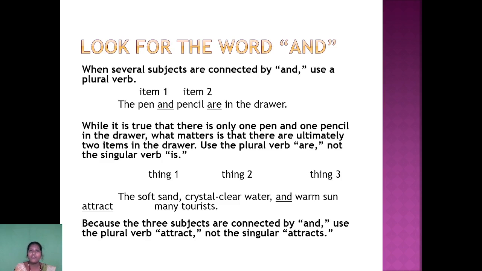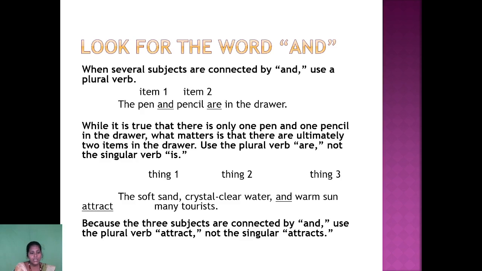connected with the word and. Pen and pencil, both a single subject and a single subject. Single plus single subject equals a plural verb. This is a formula of subject-verb agreement. While it is true that there is only one pen and one pencil in the drawer, there are ultimately two items in the drawer. Use the plural verb are, not the singular verb is.